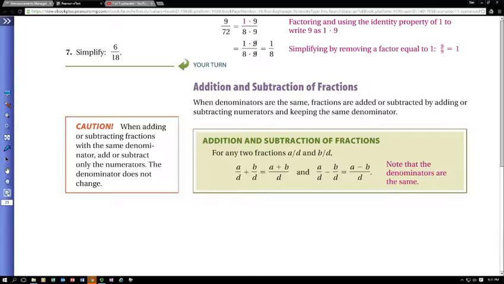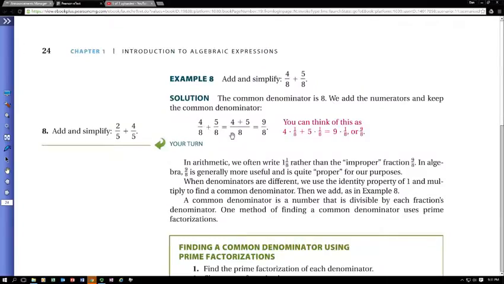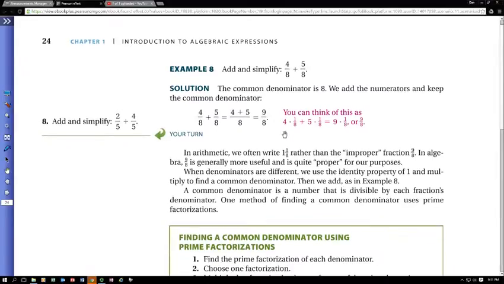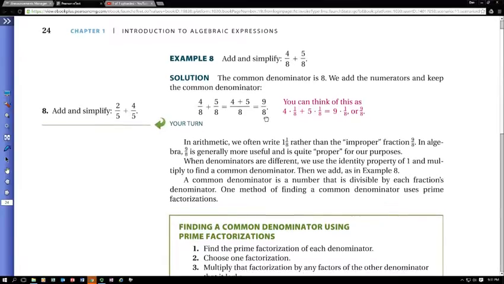So simple rule, and we've been doing this for quite a while. If you have the same denominator, it's pretty easy. You just add the numerators. In this case, you'd get 4 plus 5 over 8, which is 9/8. Okay.